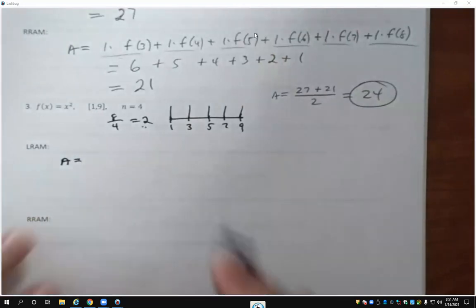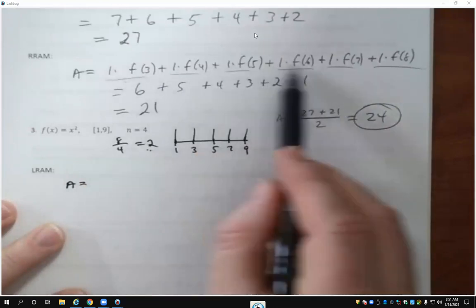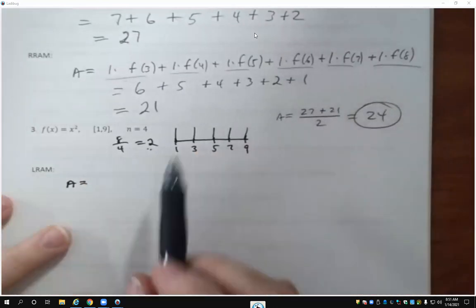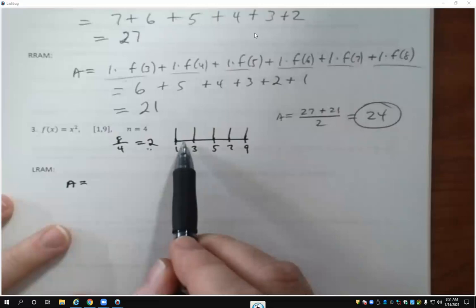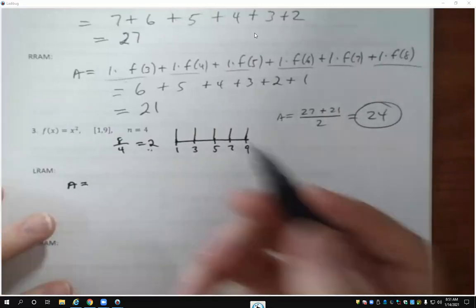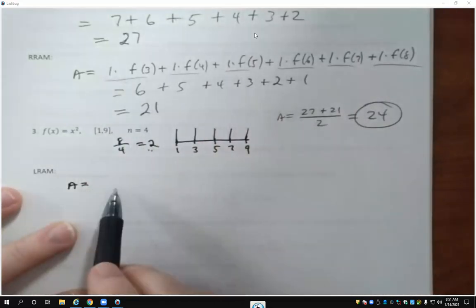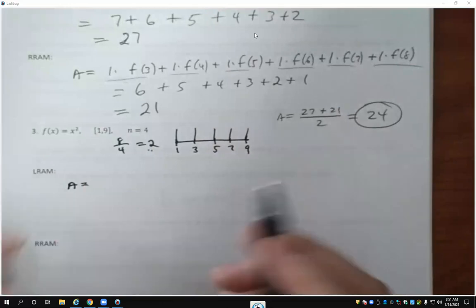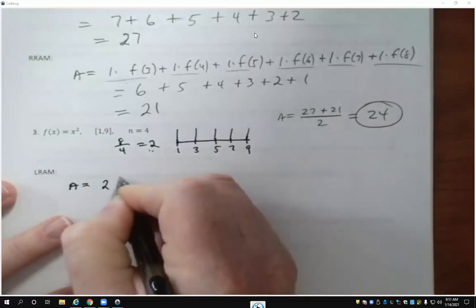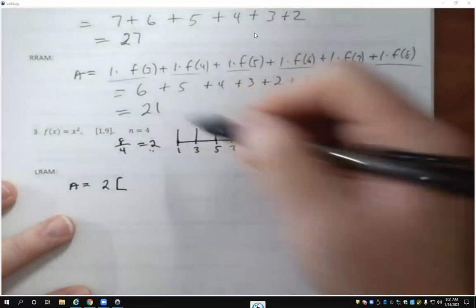All right, so doing an LRAM, up here, this number was a 1 every time. It's now going to be a 2. If this number is the same every single time, and that will change, instead of writing 1 times plus 1 times plus 1 times, or in this case, 2 times plus 2 times, we can write the 2 out here and then just find our 4 y values, which is the height of our rectangles.